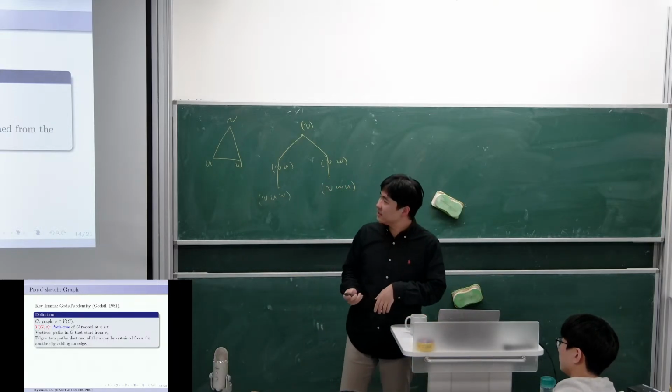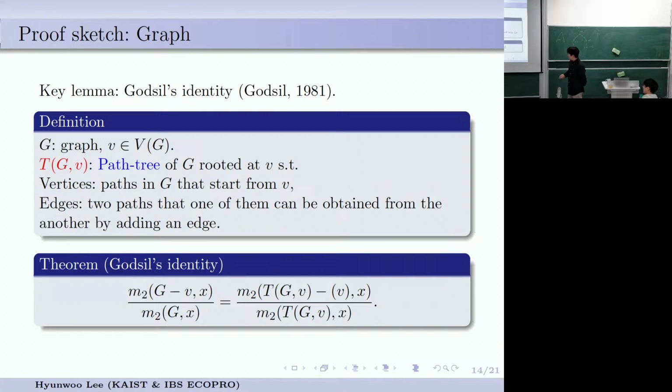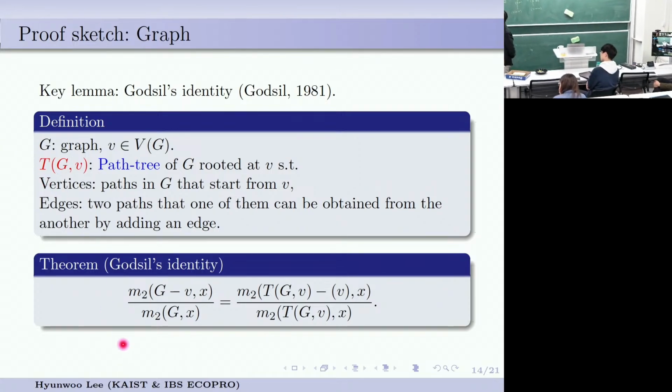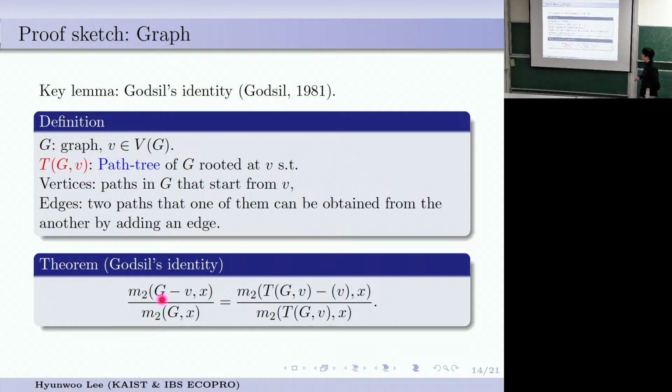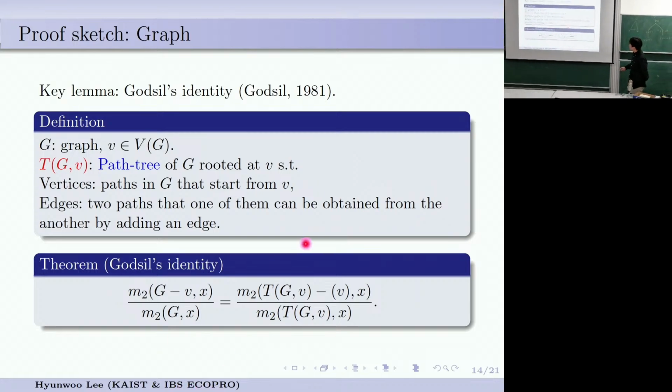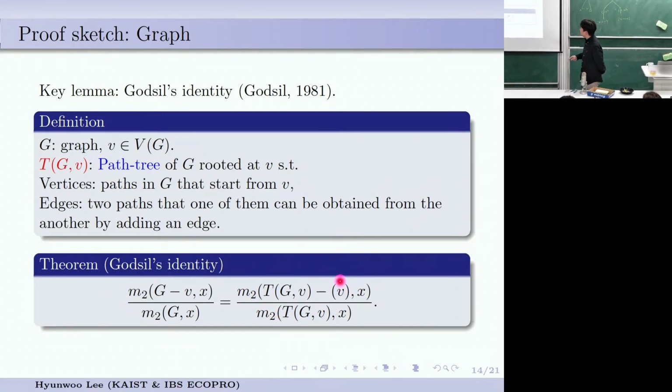So far it is pretty simple. And Godsil's celebrated idea: the quotient of the matching polynomial of G minus V and G is the same as the quotient of the matching polynomial of the path tree minus V over the matching polynomial of the path tree.